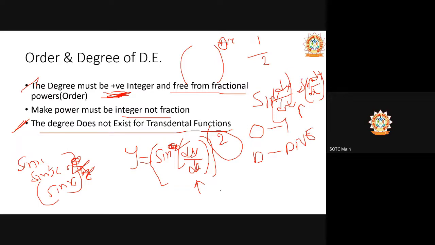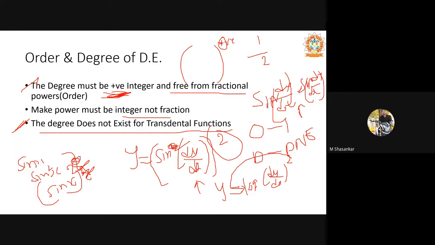So similarly, if you take y is equal to log of dy by dx, in this case also no power. If power is there, then this power will come to this side, that is 2 log of dy by dx, right? So that's why the degree does not exist for the transcendental functions. I hope it is very very clear to all.